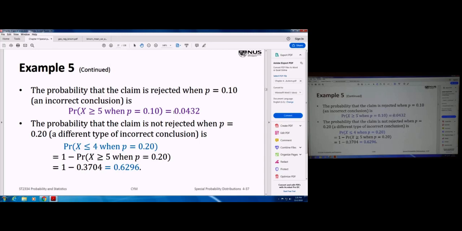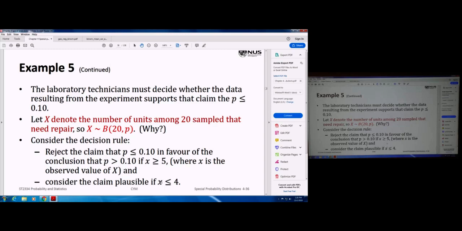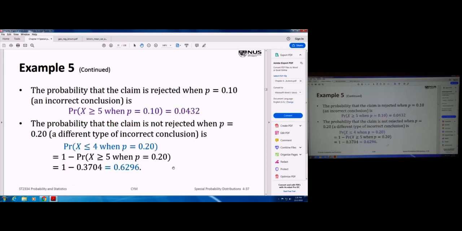And that's the chance of an incorrect conclusion. Now the probability that the claim is not rejected if P is 0.2 is a different type of incorrect conclusion. If you say P is 0.2 and you get less than or equal to 4, remember this decision rule is all dependent on 5 and 4. In this case, it's plausible that it's 0.1, or 0.2, if you get less than or equal to 4. So here you go bigger than 0.1 in this case. So the probability X is less than or equal to 4.